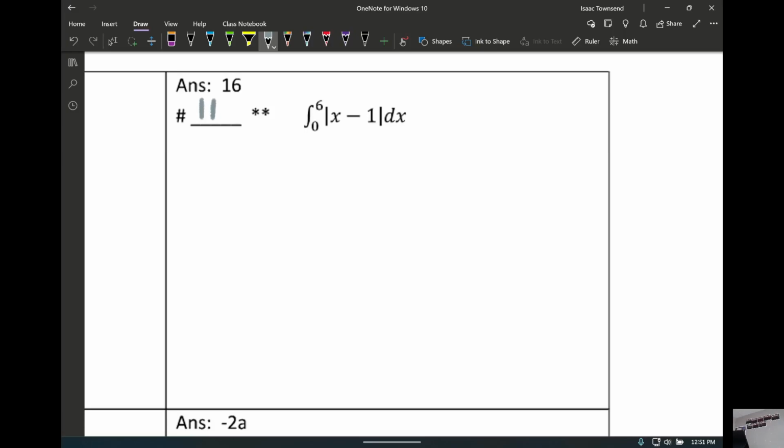Remember on the last one I did up here, how I graphed the derivative of x? It's just a V graph. Well, this -1 is just going to shift it right one. So if you sketch that graph, there's going to be some area from 0 to 1, and then there's going to be another triangle from 1 to 6.